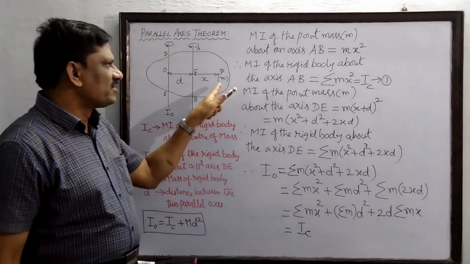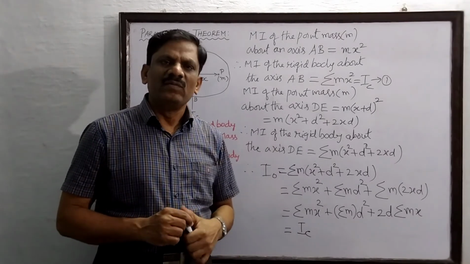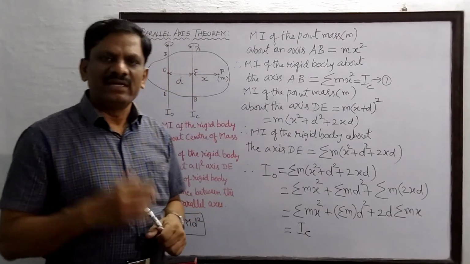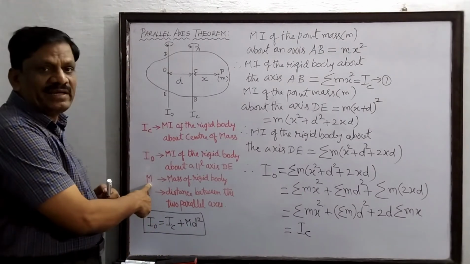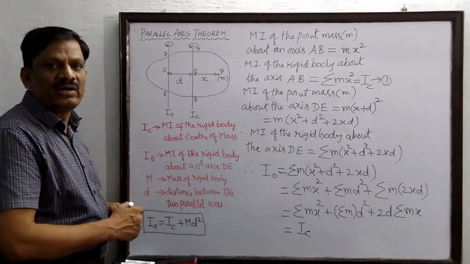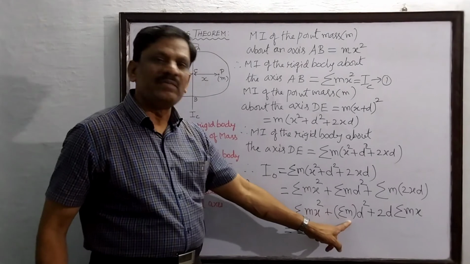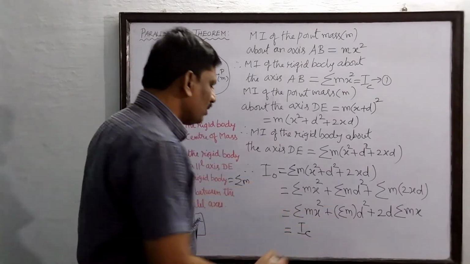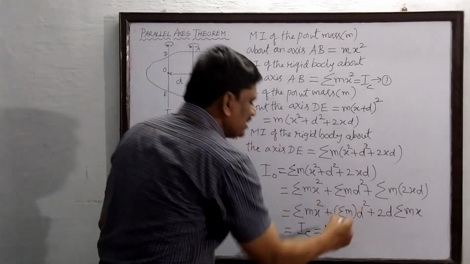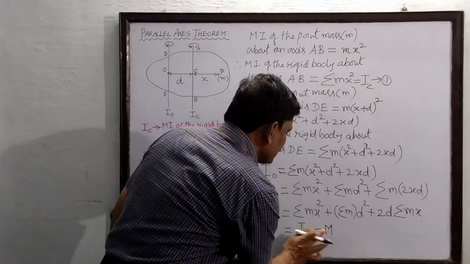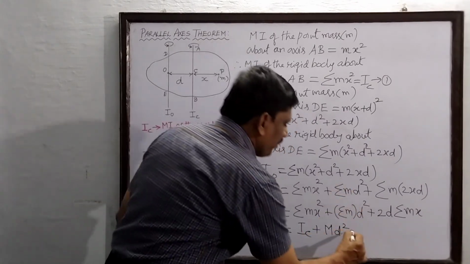Next, if small m is the mass of a single point particle, then what will be sigma m? That will be equal to the total mass of the rigid body. So already we have mentioned what capital M is. Capital M is the mass of the rigid body, that is nothing but equal to sigma m. So instead of sigma m, I am going to substitute capital M. The remaining term is what? So this is IC plus M into d square plus.